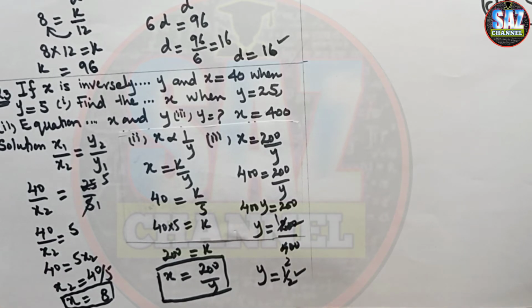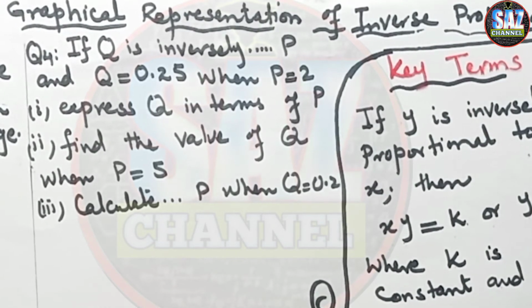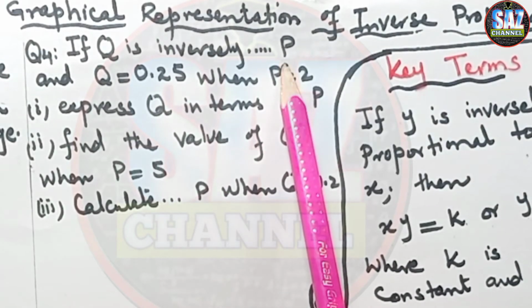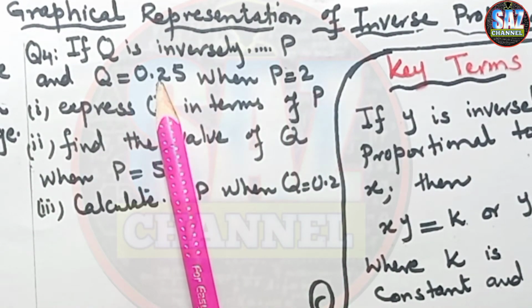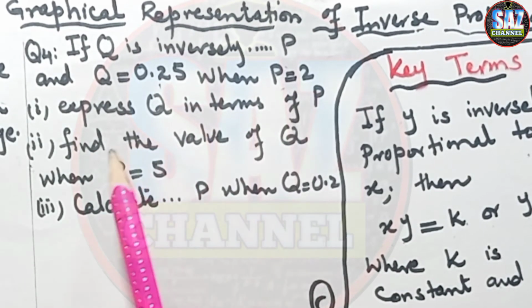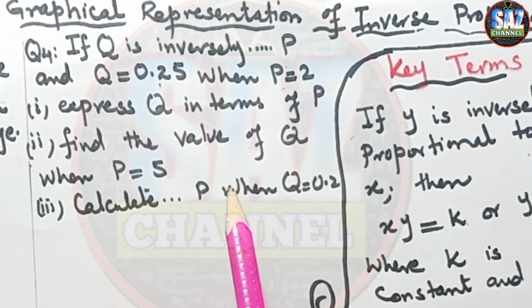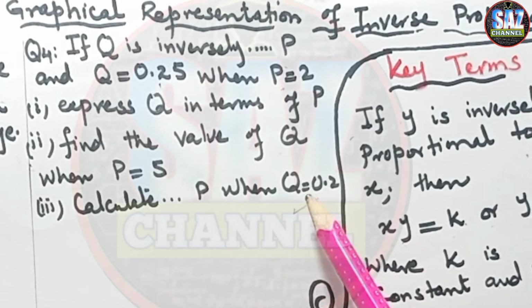Let's move to the next question and let's read the question first. The question says: if q is inversely proportional to p and q equals 0.25 when p equals 2, express q in terms of p. Find the value of q when p equals 5 and calculate the value of p when q is 0.2.